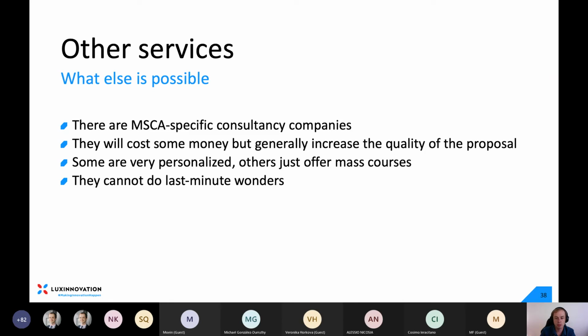generally these things do improve the proposals, especially if you as a host don't have a lot of experience in writing these proposals. There's only so much that we can do, and a consultancy company can go into more details. And they have different models. Some cost a lot of money, others are cheaper, but don't expect any last minute wonders, especially the ones that work very personalized.